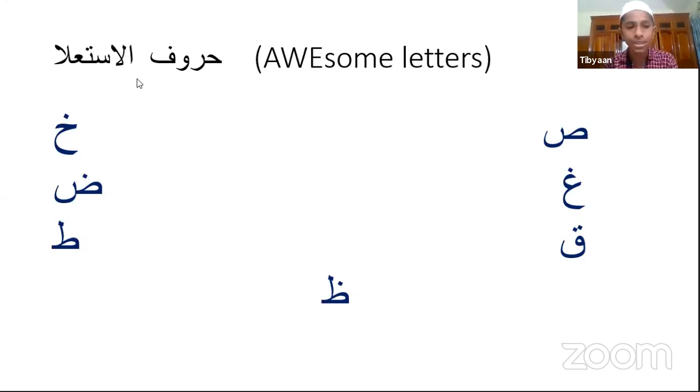Huruf means letters. Isti'la. This word is a sifat. We learned makhraj, which is tafkheem and tarqeeq. Now we are learning a sifat. Sifat is like an attribute. So the attribute is known as isti'la, huruful isti'la. Here at the end you can say a'la. This comes from the word a'la.